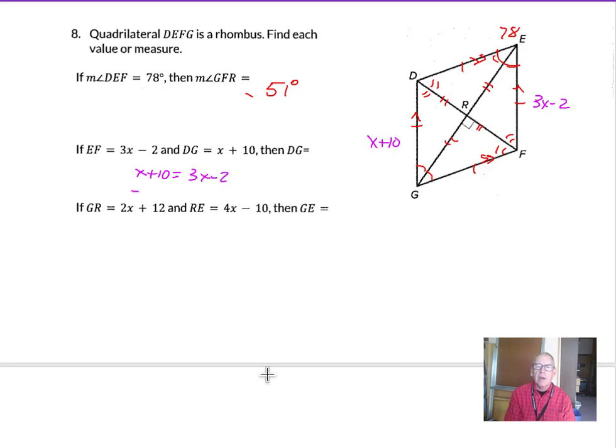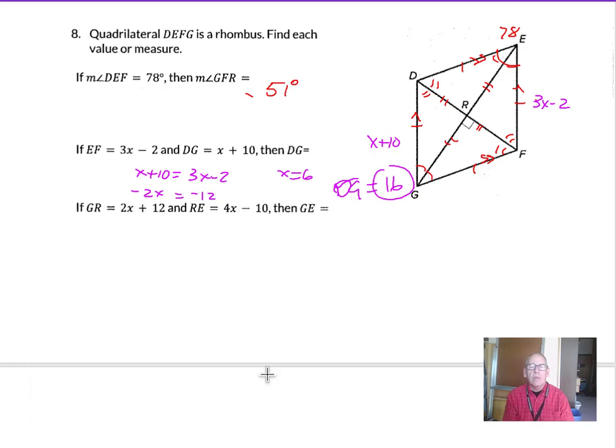Take 3x away from both sides, minus 2x, and take 10 away from both sides, equals minus 12. Divide by negative 2, x equals 6. Now, if x is equal to 6, DG is x plus 10. The length of DG is going to be 16. So we got that one. Let's look at the next one.